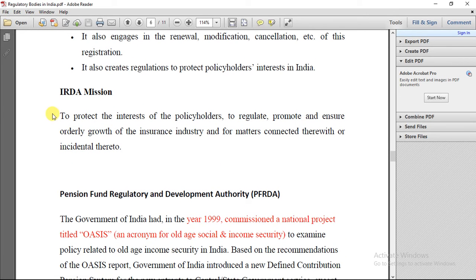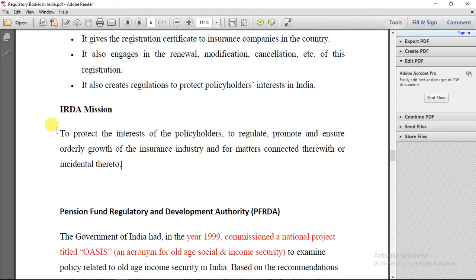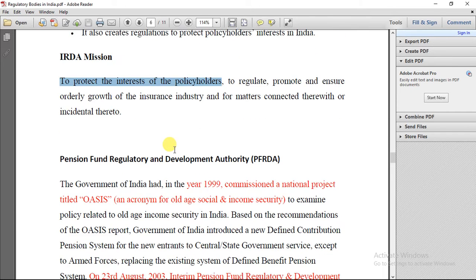Now the mission statement is like this: to protect the interest of policyholders, to regulate, promote and ensure orderly growth of the insurance industry and for matters connected therewith and incidental thereto. So the basic objectives are to promote the interest of the policyholders and also to regulate the insurance industry.